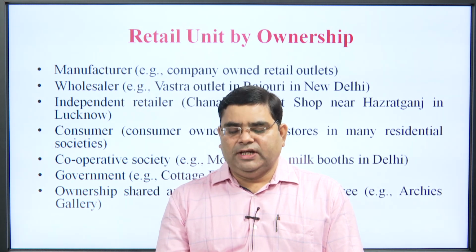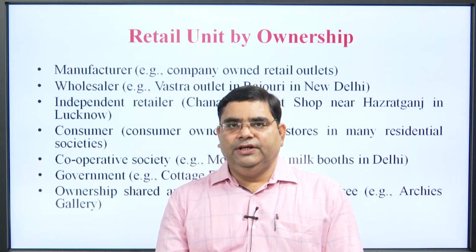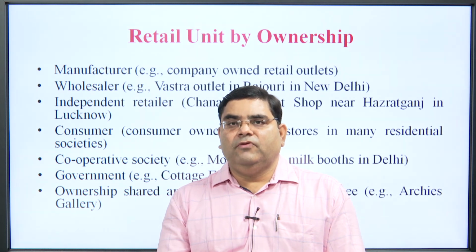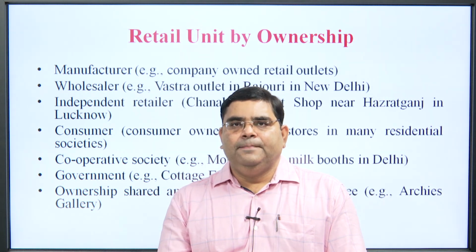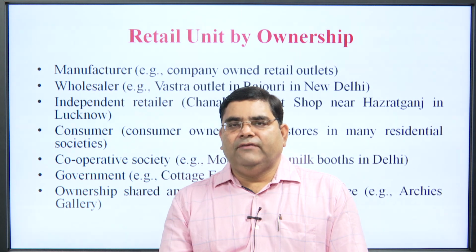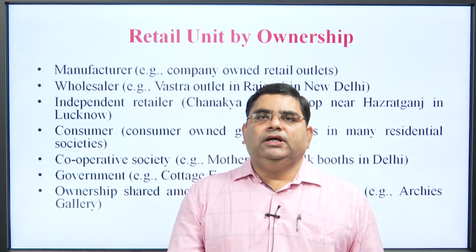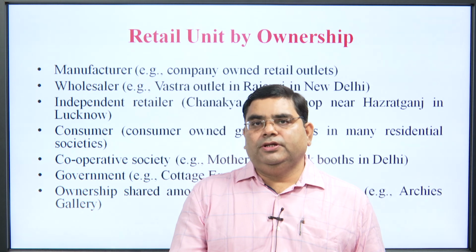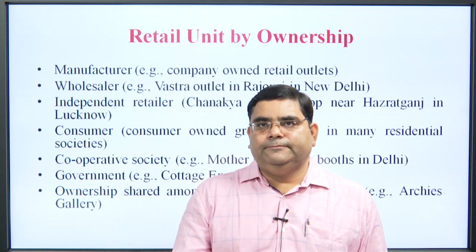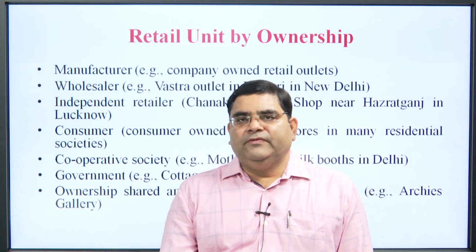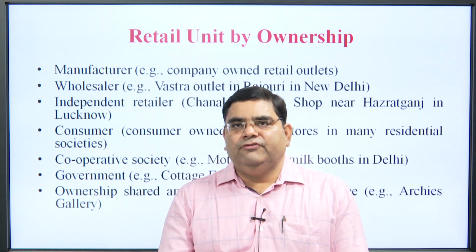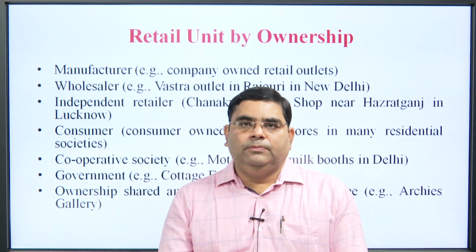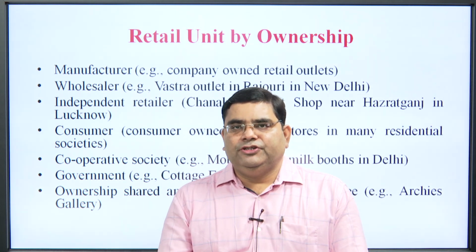Next is cooperative society. For example, Mother Dairy, it is a form of cooperative society which provides milk in Delhi. They have stores throughout the Delhi region and they have their own manufacturing unit. They take the raw material in terms of milk from cow, goats, buffalo and different cattle, and in Patparganj in Delhi they have their manufacturing unit where they manufacture.